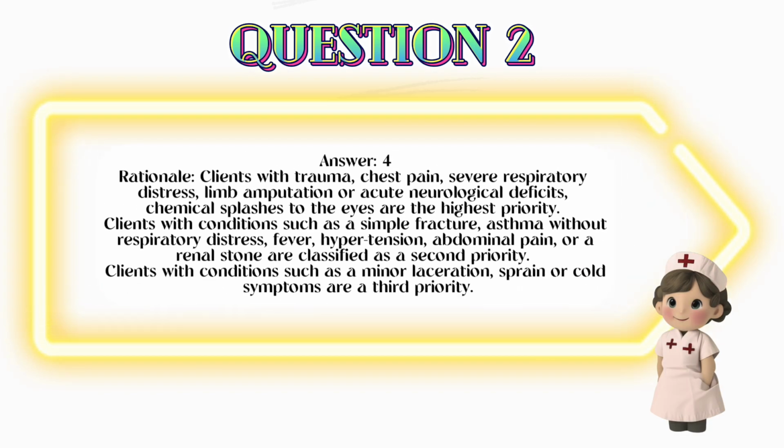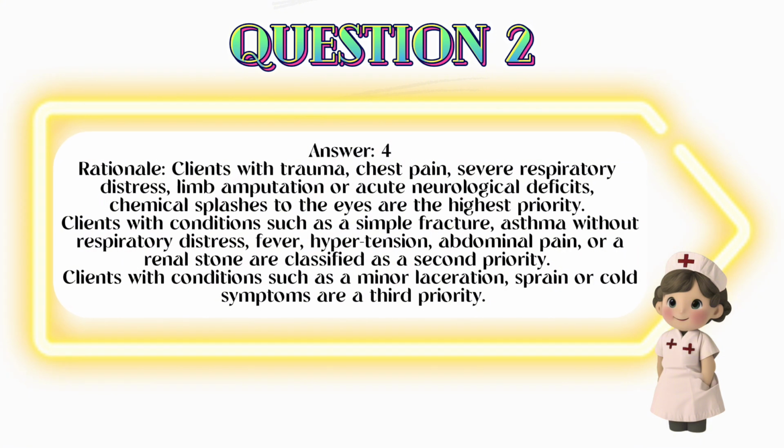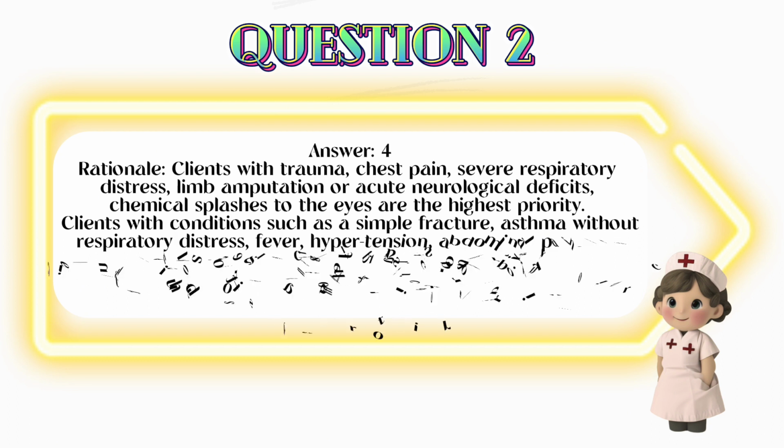Answer 4. Rationale. Clients with trauma, chest pain, severe respiratory distress, limb amputation, acute neurological deficits, or chemical splashes to the eyes are the highest priority. Clients with conditions such as a simple fracture, asthma without respiratory distress, fever, hypertension, abdominal pain, or renal stone are classified as a second priority. Clients with conditions such as a minor laceration, sprain, or cold symptoms are a third priority.